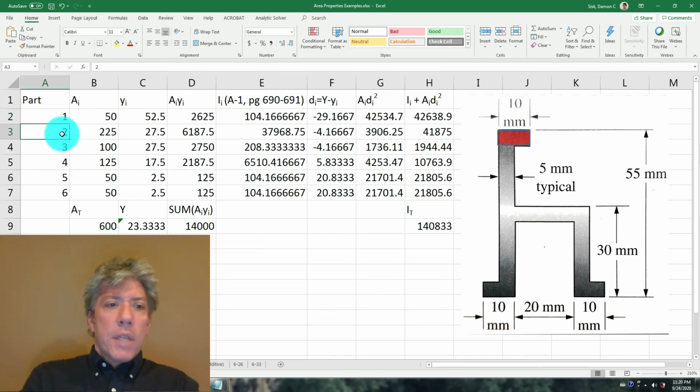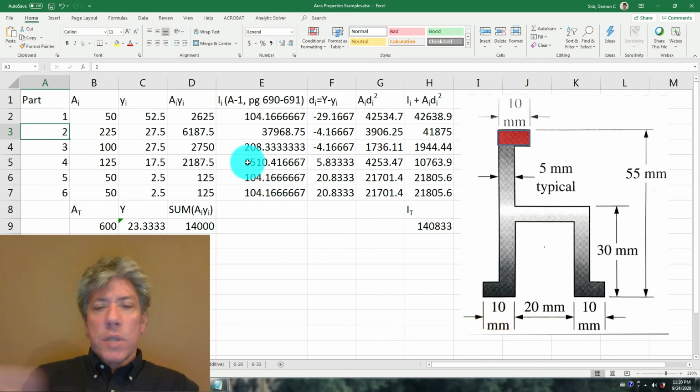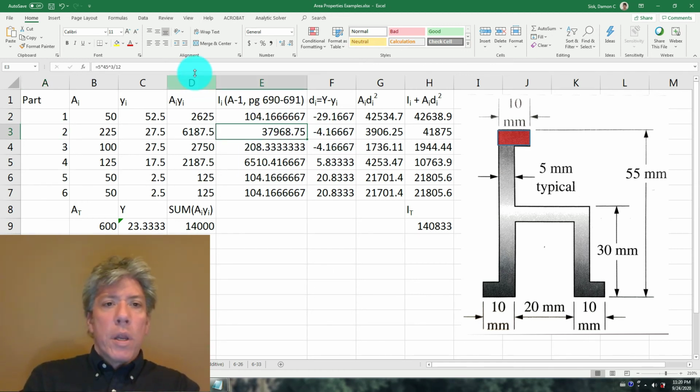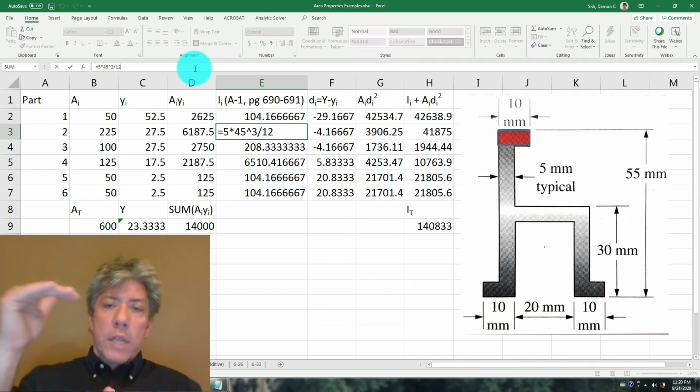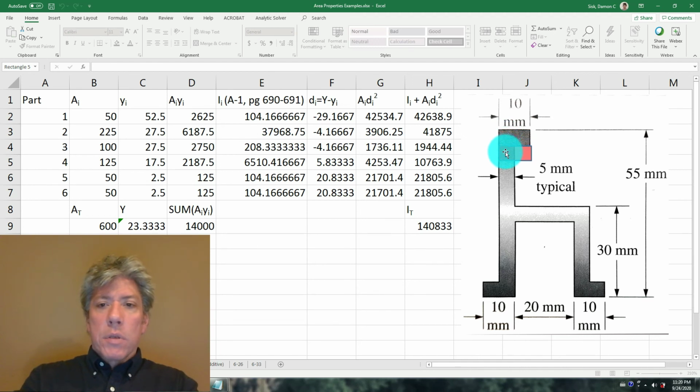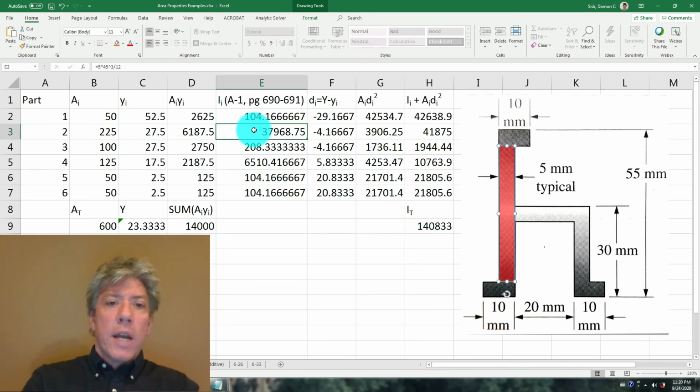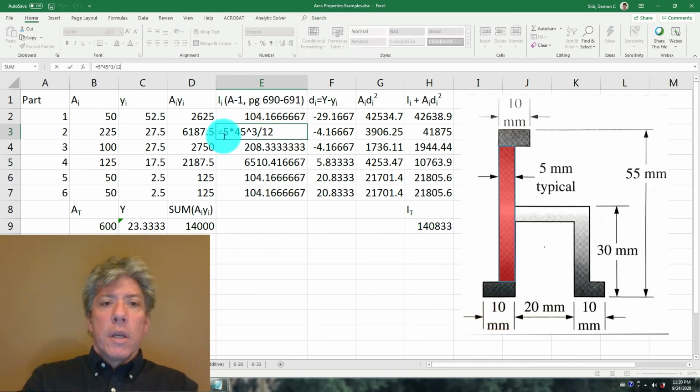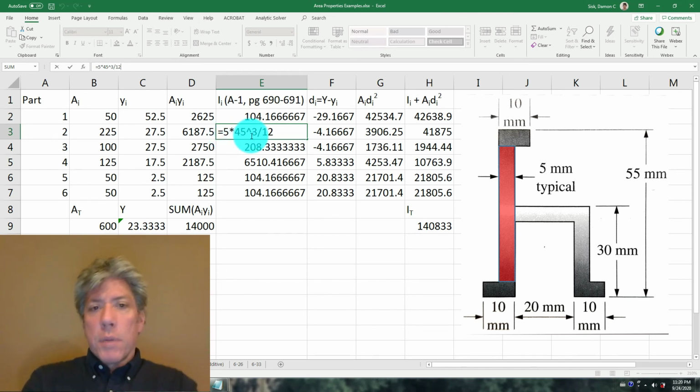So the same thing is being done for all the other shapes. Notice we just have a bunch of rectangles. Calculating their moment of inertia is nothing more than deciding how tall each rectangle is and how wide. And of course the next rectangle in row 2 is this one. It's 45 tall and 5 wide. That's why we get such a large number here. The base is 5, the height is 45, so 45 cubed ends up being pretty large.